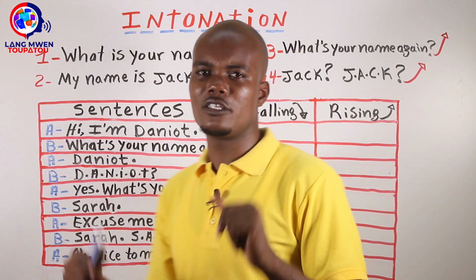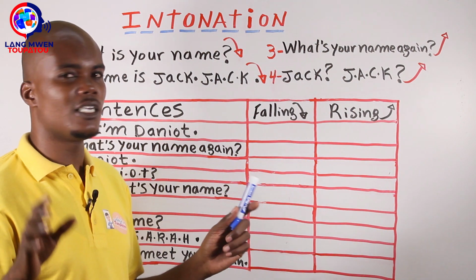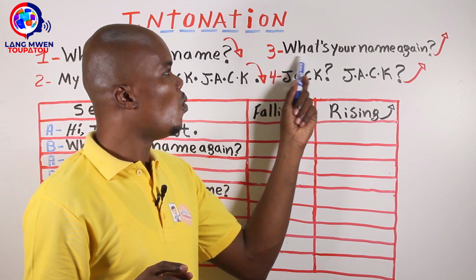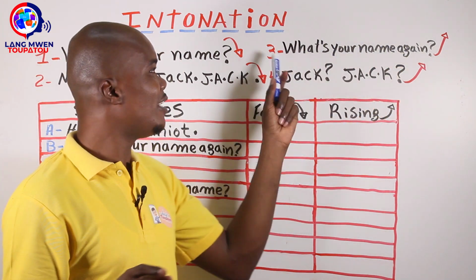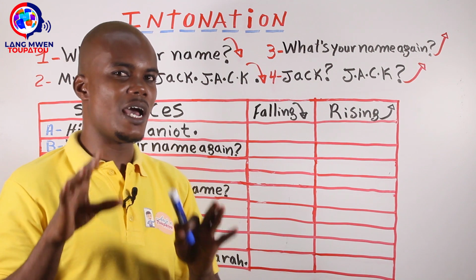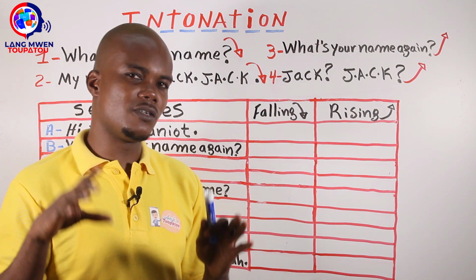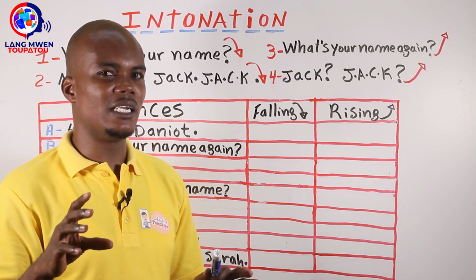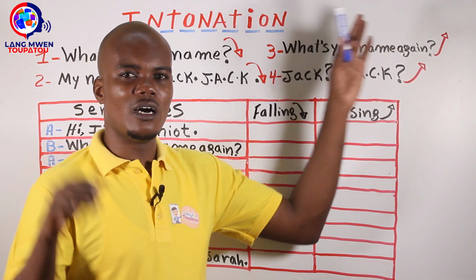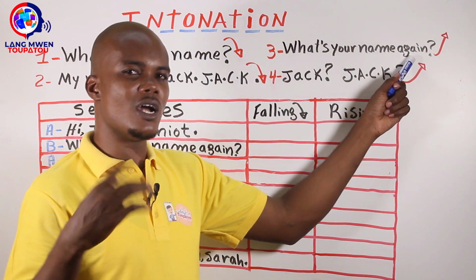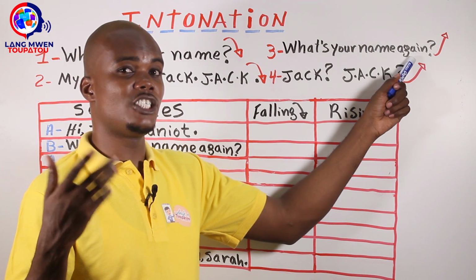All right, now let's go to the rising intonation. What's your name again? And what do you see? This is the reason why I just said to you, when you have a WH question, and 90%, it should be a falling intonation. Why do I say that? Because the sentence can change.